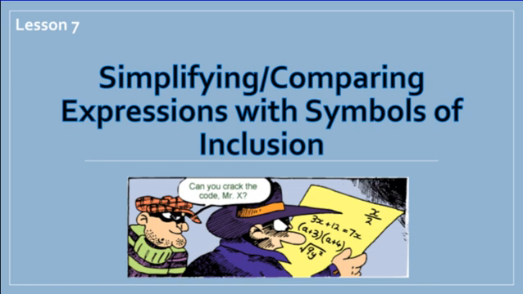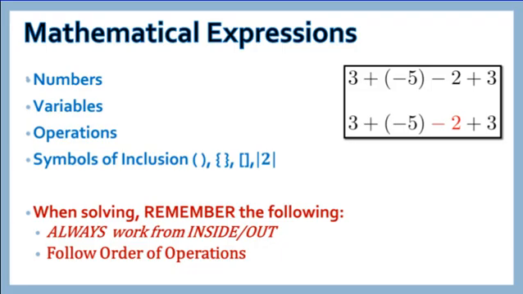Lesson 7, simplifying and comparing expressions with symbols of inclusion. Mathematical expressions, what are they? They are made up of numbers, variables, operations, and symbols of inclusion. And symbols of inclusion just means braces, brackets, parentheses, absolute value. Those are all examples of symbols of inclusion.